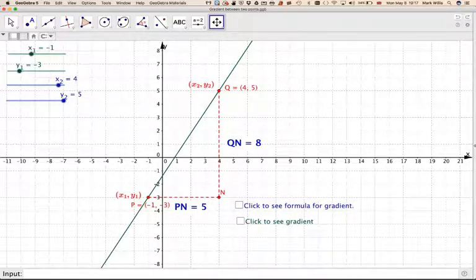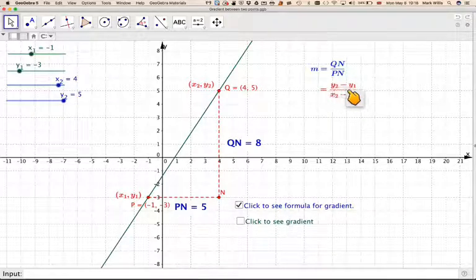And there is a formula here for the gradient. To find this distance, what you need to do is take y2 and then subtract the y coordinate from this point, y1. And to find this distance here, you take x2, the x coordinate of this point here, take away x1, and you divide one by the other. So you end up with this formula: y2 minus y1 over x2 minus x1, and you label these up accordingly.